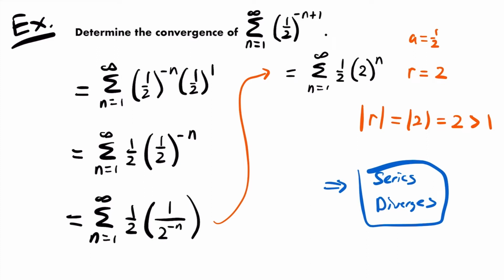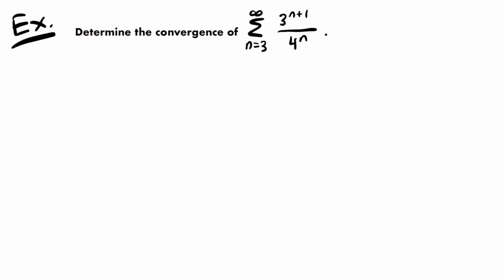So the fact that the series didn't start at n equals 0 didn't matter for the case when a geometric series diverges, but it is going to matter when the geometric series is going to converge due to the common ratio being less than 1. And so let's take a look at an example of that. All right, so here's our next example. We once again want to determine the convergence of this series.